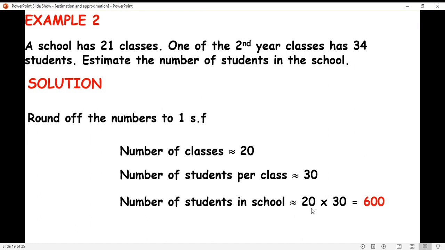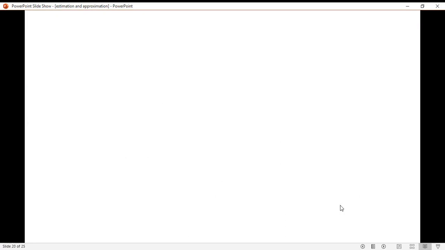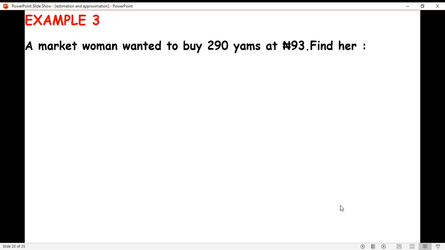So that will give you 20 times 20 times 30 because you have 30 students in each class and you have 20 classes. So 20 times 30 will give us 600. So the 600 is going to be the solution to this problem. Now, let's look at example 3.